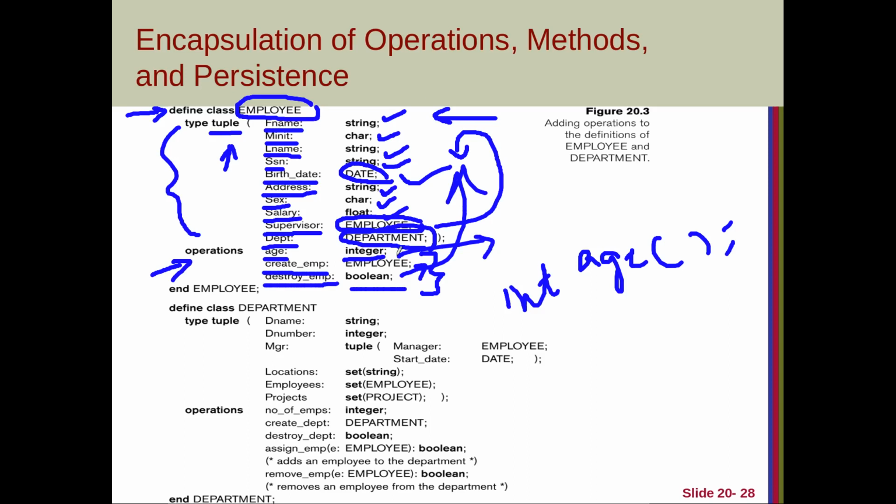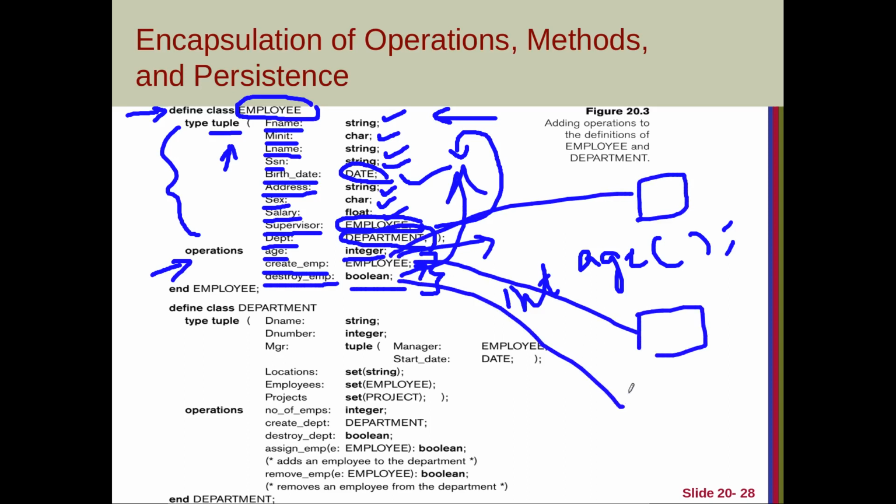So the body of age is written separately, and that is stored separately by using C++ or Java. Similarly, the body of create employee is also written separately, and destroy emp is also written separately, and that is stored separately inside the system. And whenever we access this database using this object-oriented database class employee and its corresponding object, and whenever we try to invoke this function, while invocation it will refer to the place where this operation body is implemented. The definition of this is not written as part of the class definition.